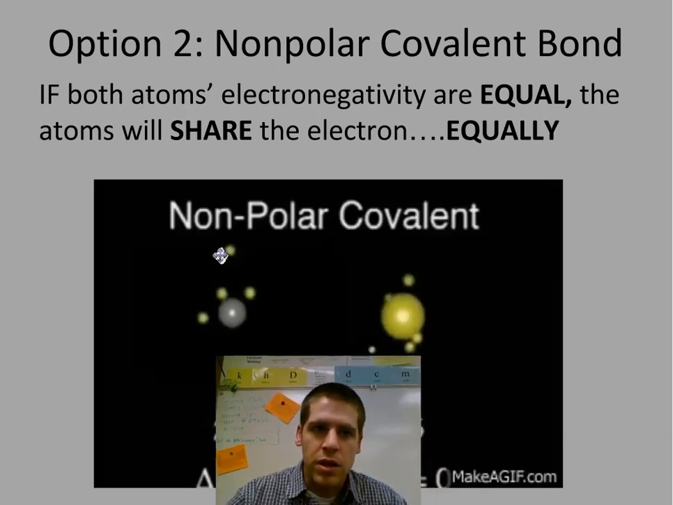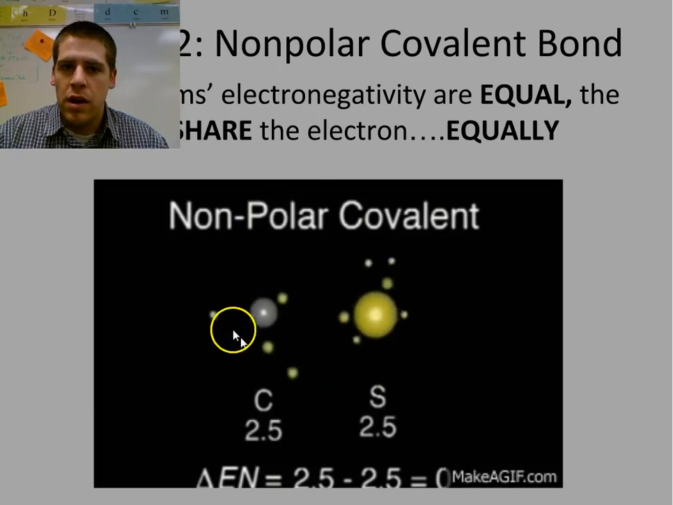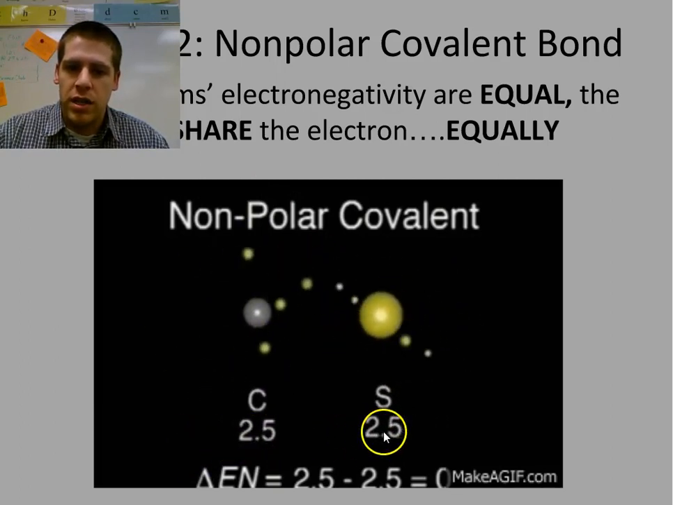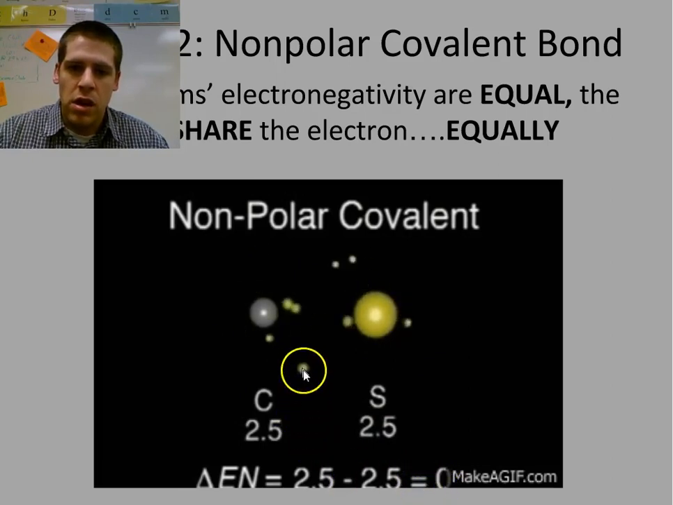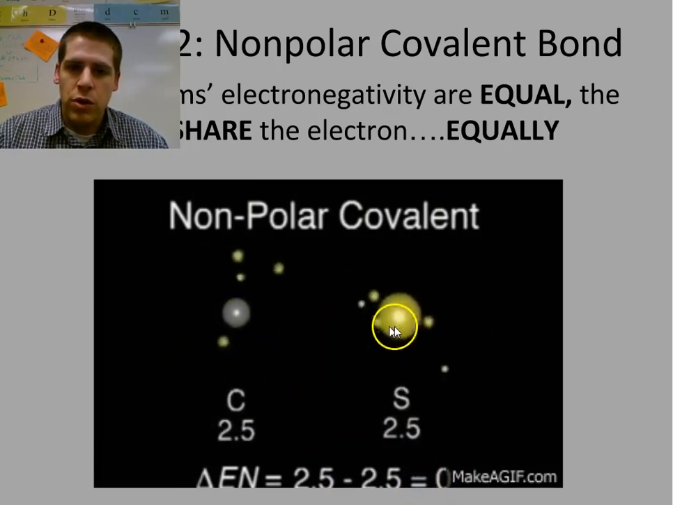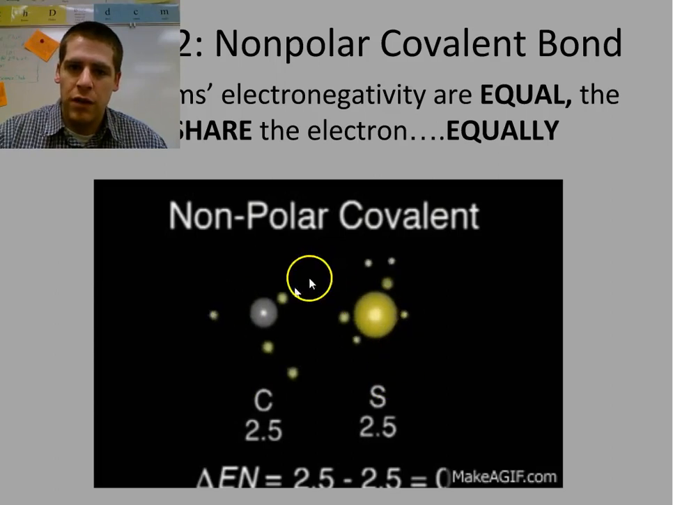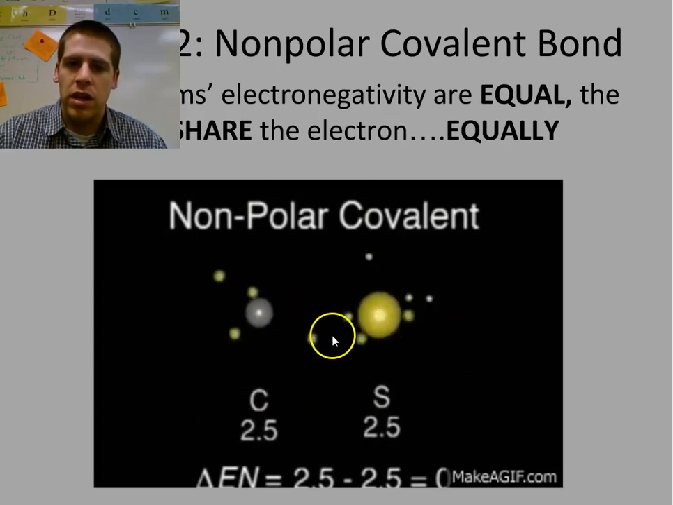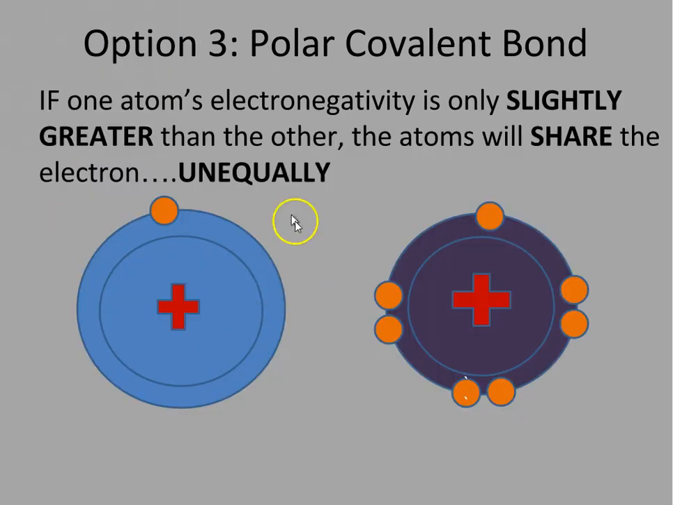Okay, here's a good image of nonpolar covalent. They're both 2.5 in electronegativity, so the difference is 0 between the two. And if you notice, when they come together, the electrons are kind of flying around. They're not favoring one atom or the other. They're kind of equally dispersed throughout the entire thing.